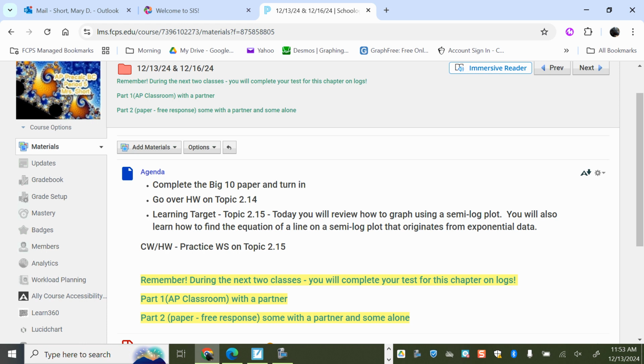Then on Thursday, we'll have the second part, which will be free response, written things, not multiple choice. So the second part's not multiple choice. I'll have to see how it goes when I make it, but maybe one side of the paper you can work with your partner, and then the other side by yourself or something like that. We'll see.